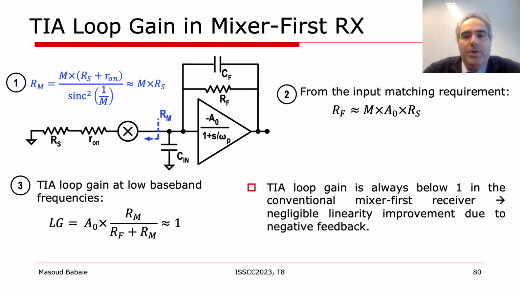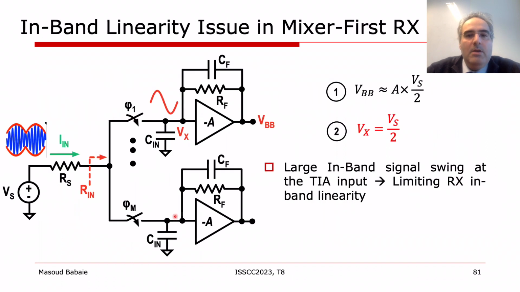The problem originates from the fact that Rf is used to satisfy the input matching requirement. It is also well known that we need to have a virtual ground at the input of the TIA amplifier to reach higher in-band linearity. However, since the Rf resistor should satisfy the input matching requirement, half of the source voltage swing appears at the input of the TIA, thus degrading the receiver in-band linearity significantly.